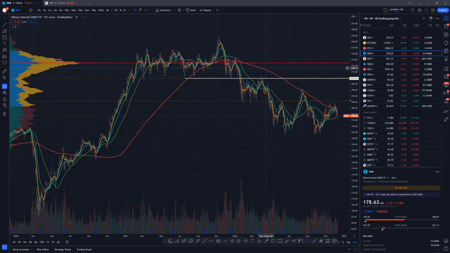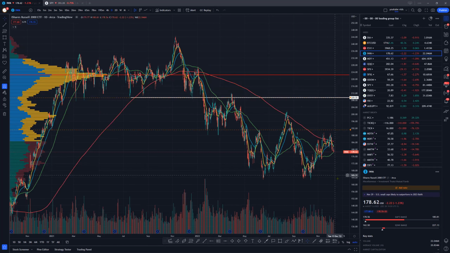It's now back below the 200-day moving average, so most likely it's going to come back and test this 164 if it breaks that 50-day moving average. If not, if it holds, and then we can rally back up and break this high, we're going to go to 200.